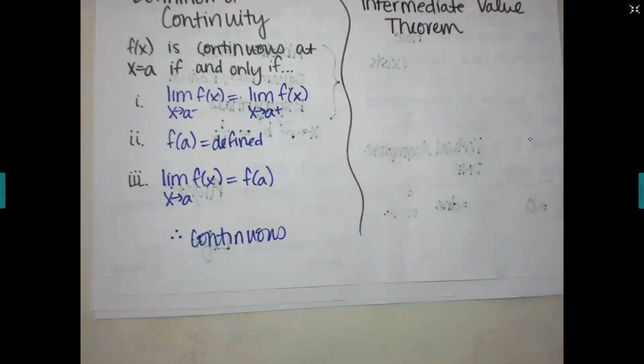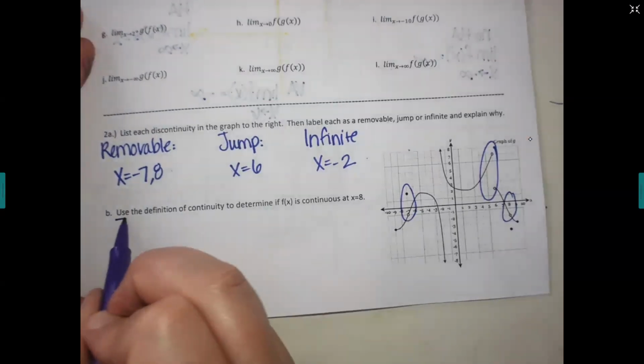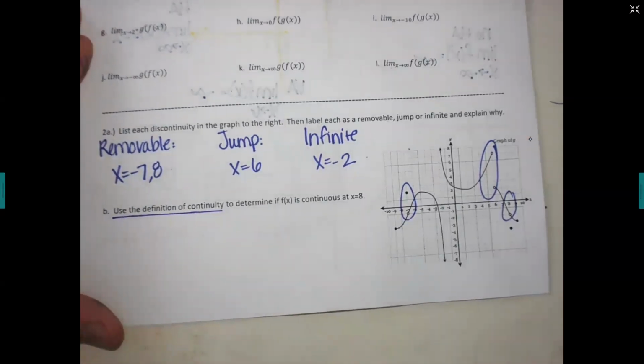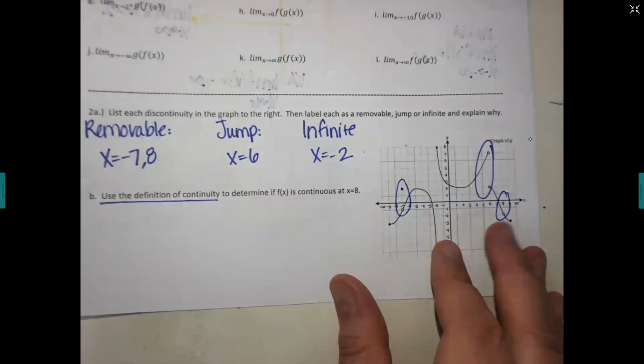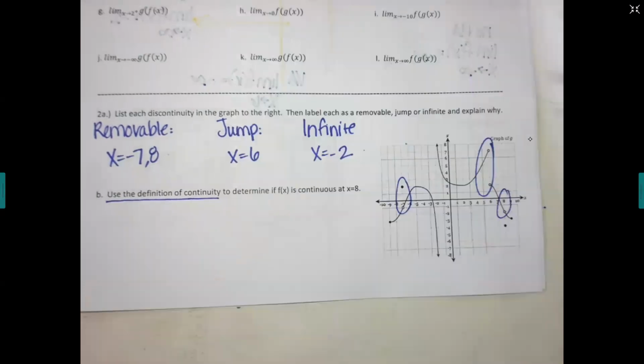If you'll turn back to number 2, the one that we just did part A for, now we're going to go back and do part B. All right, part B asks you to find whether or not the graph is continuous, but it says to use the definition of continuity. That means you need to structure it just like what you have on your cheat sheet. So the first thing that we're gonna find are the left and right hand limits. Write those down on your paper.